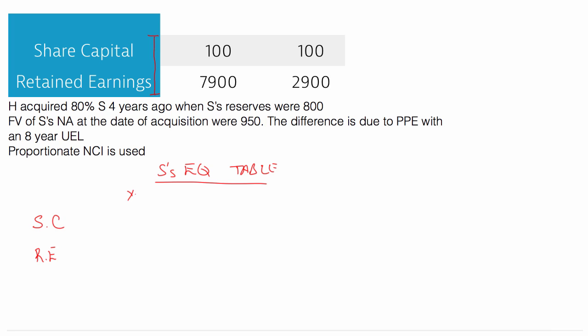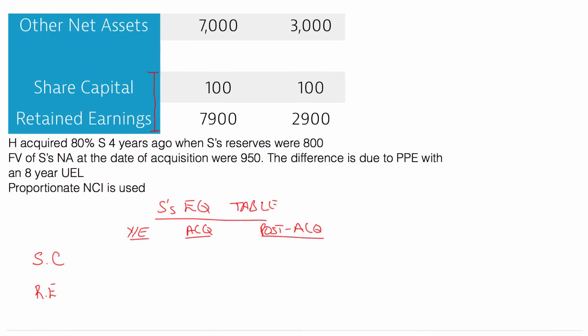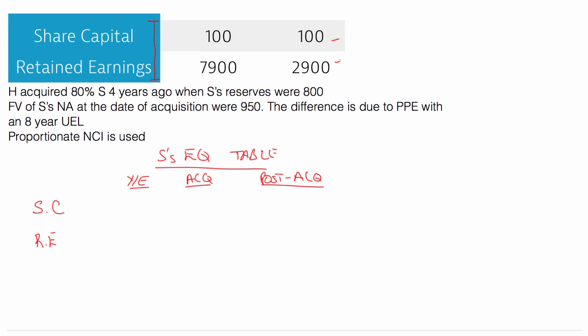That's fine. Then I have three columns: year end, at acquisition, when we bought it, and since acquisition, what we call post-acquisition. And this is just my little working. So at the year end, remember it's S's equity, so I want S's figures here. This will be the year end in the question, so I want S's equity, which is 100 and 2,900. I presume that at acquisition share capital was also 100, but I don't presume that about retained earnings. I need to go looking for it in the question.